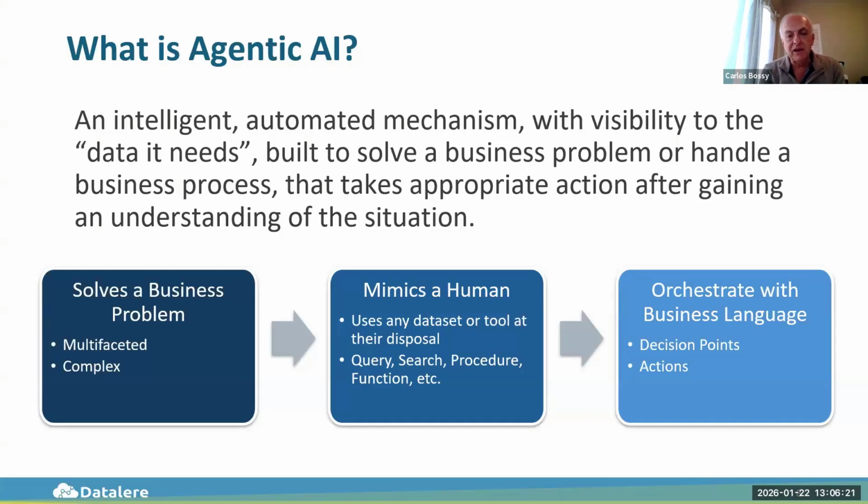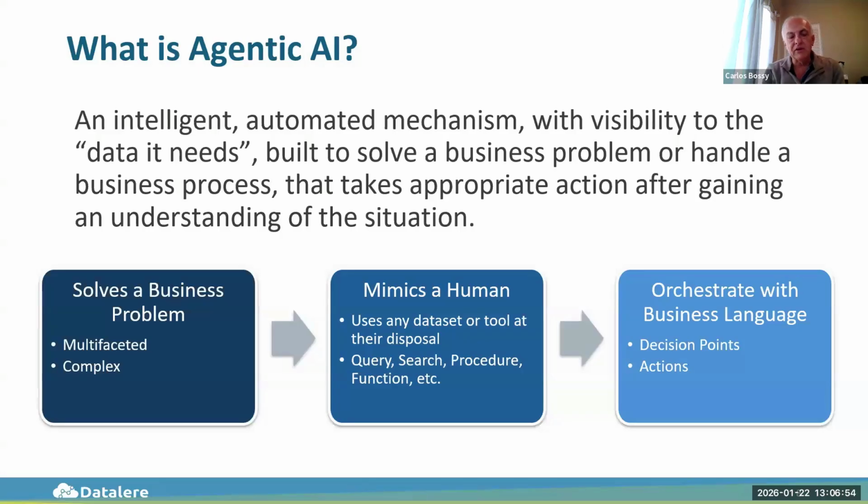It's something that would mimic a human, just like if you send a human off to solve this problem. The human might need any data set or tool at its disposal. I might need to look at financial data and employee data, marketing data, scheduling, calendars. I might need to read something. I might need to go find something. And so it has access through all these mechanisms like query and search and procedures and functions that a human could have to solve the problem.